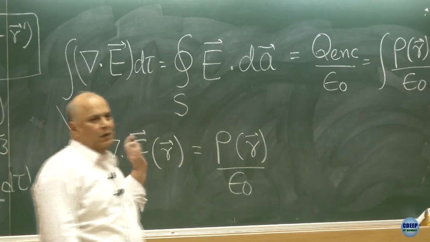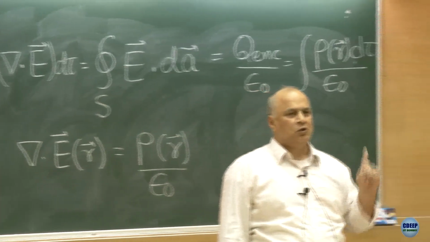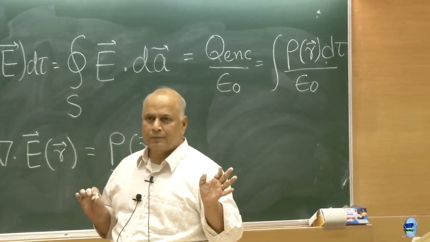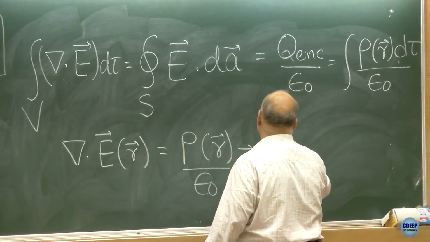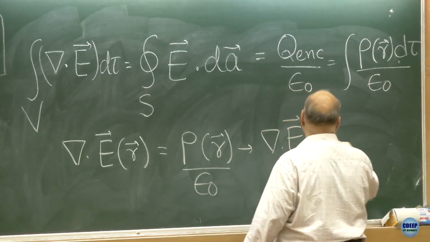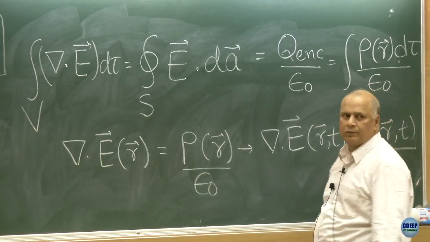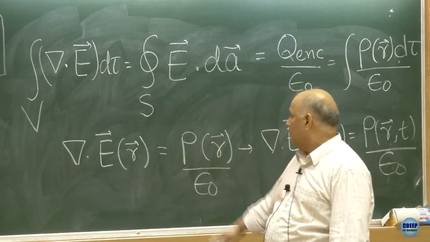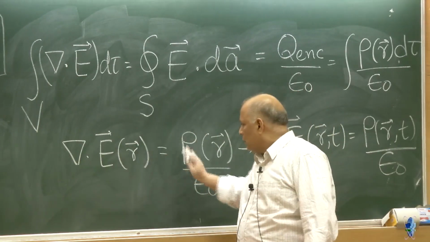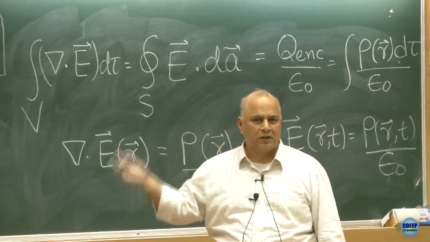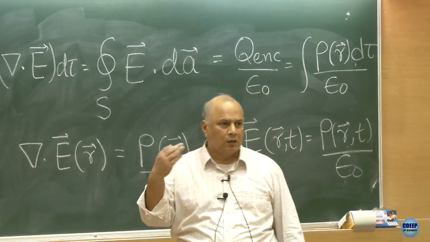And the greatness of the equation is the following. We have derived this equation for an electrostatic situation where the charges are not moving. But we find that this equation is true more generally, where even for a charge density which is changing with respect to time, this equation, divergence of E is equal to the charge density, that holds.